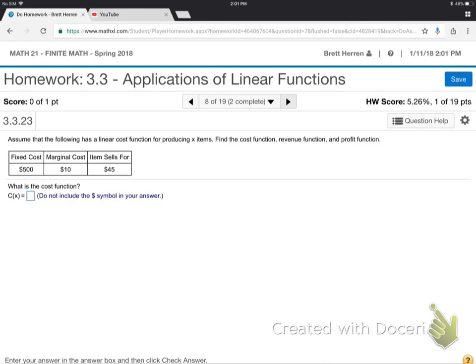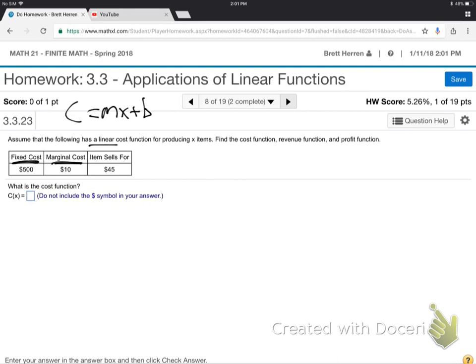Okay. So they want us to assume that the following has a linear cost function. So again, it's linear. Notice there's some y equals mx plus b kind of thing. Or C, we're using C in the place of y. Cost equals mx plus b. Okay. Find the cost function, the revenue function, and the profit function. Oh, okay. So it says fixed cost, marginal cost, and then item sales. We'll get to that.